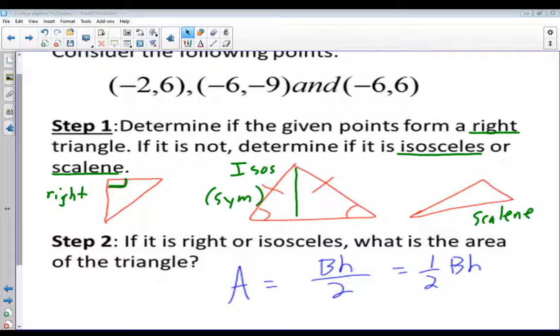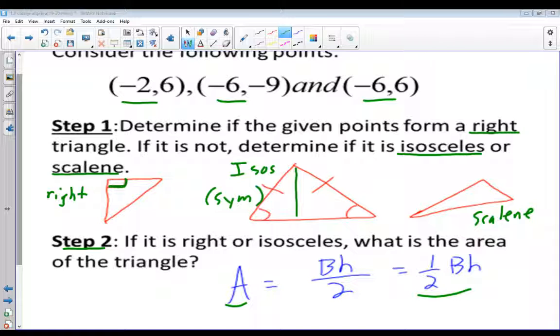So that's our objective. We want to determine if these 3 points will form a right, isosceles, or scalene triangle. And then step 2, if our triangle is right or isosceles, then we want to find the area. And just a heads up, if you don't remember the area of a triangle, it's 1/2 times base times height. So that's a formula we're going to use for step 2.